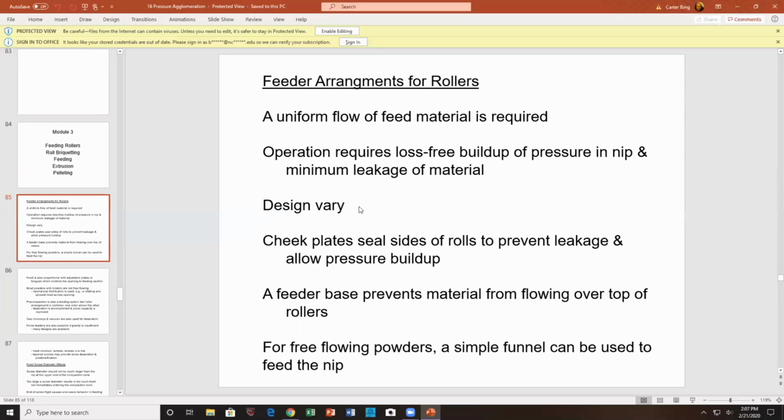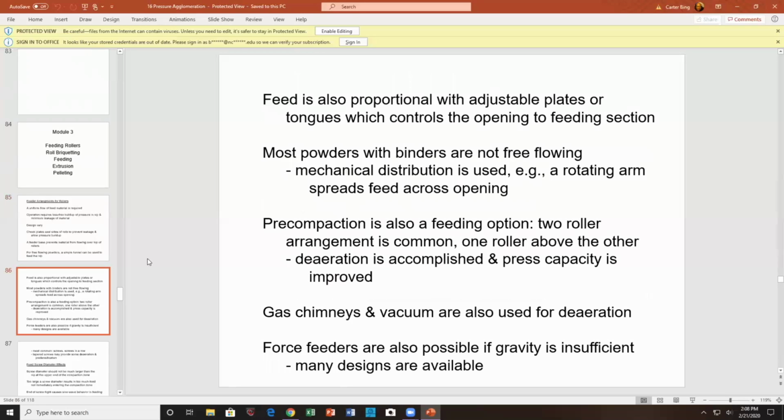So design varies. Cheek plates seal the sides of the roller. You don't want stuff coming off the sides, right? And they allow pressure to be built up somewhat. The feeder base, obviously at the bottom of the feeder, should prevent the material from overflowing the top of the rollers. For free-flowing powders, a simple funnel can be used to feed the nip.